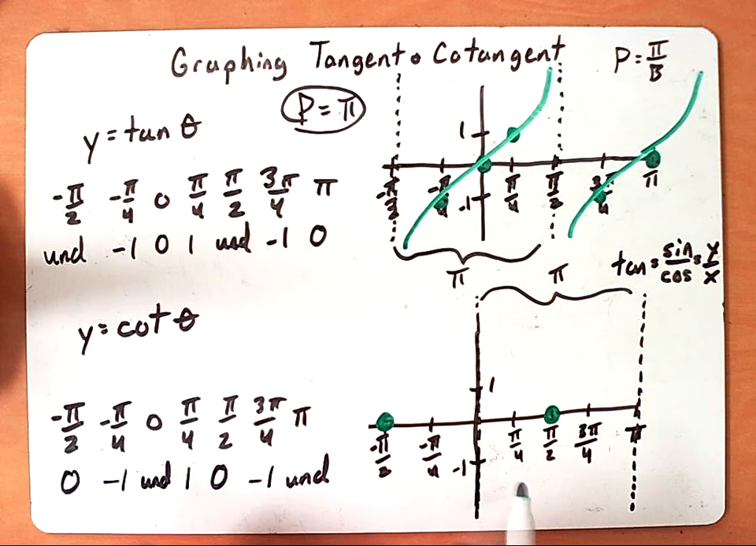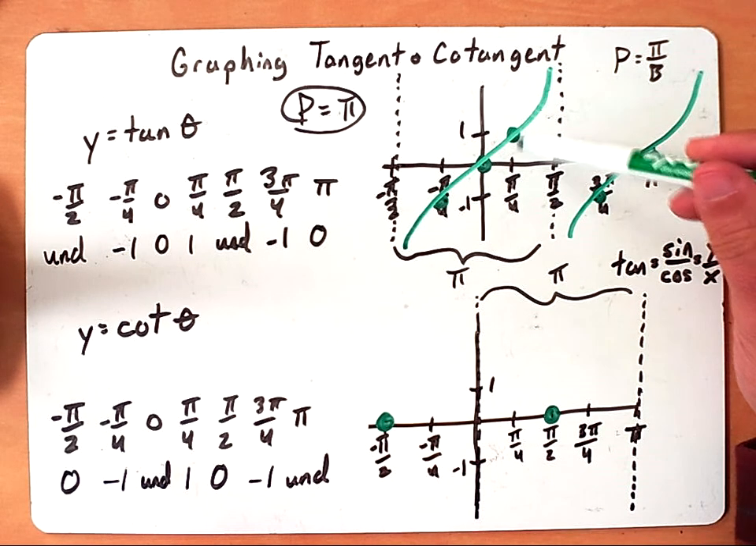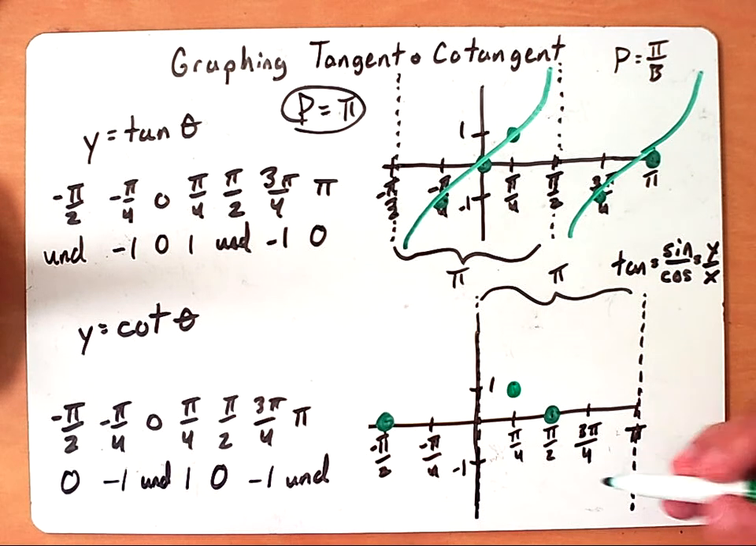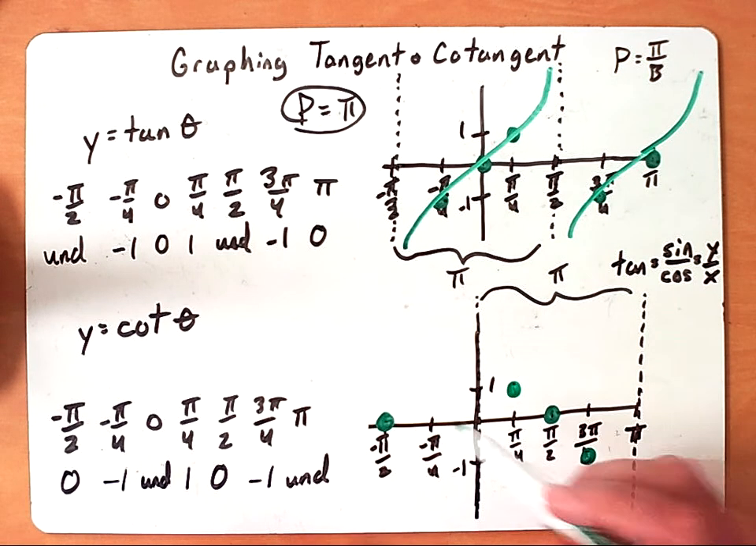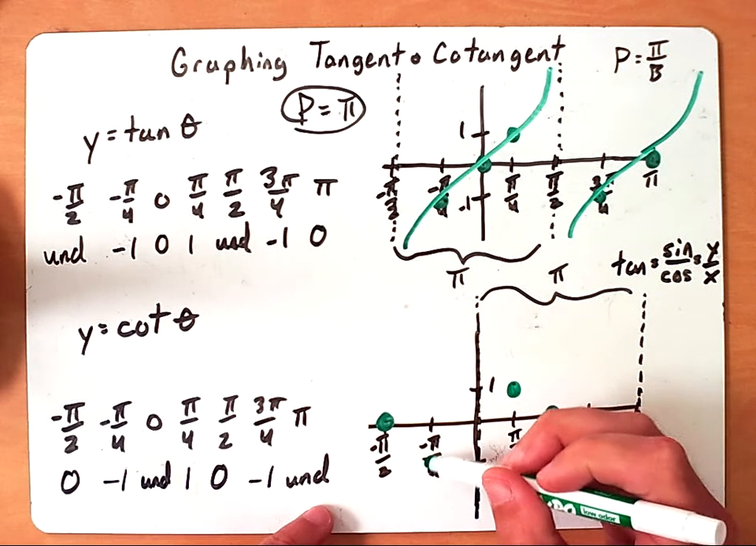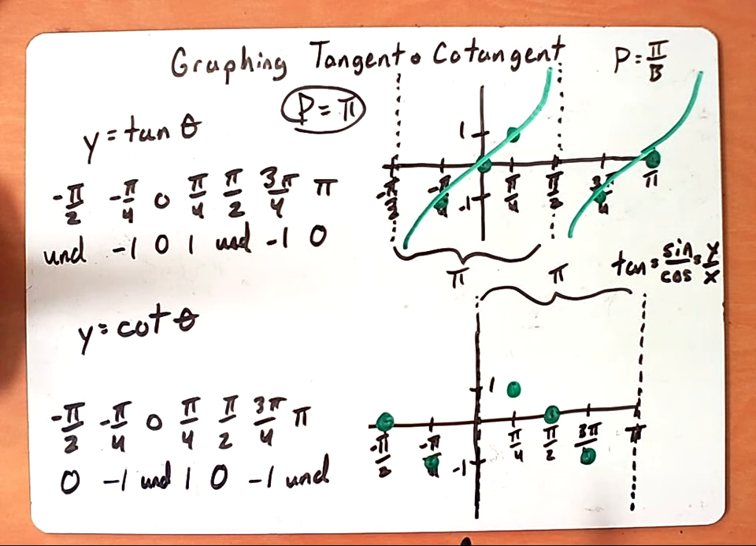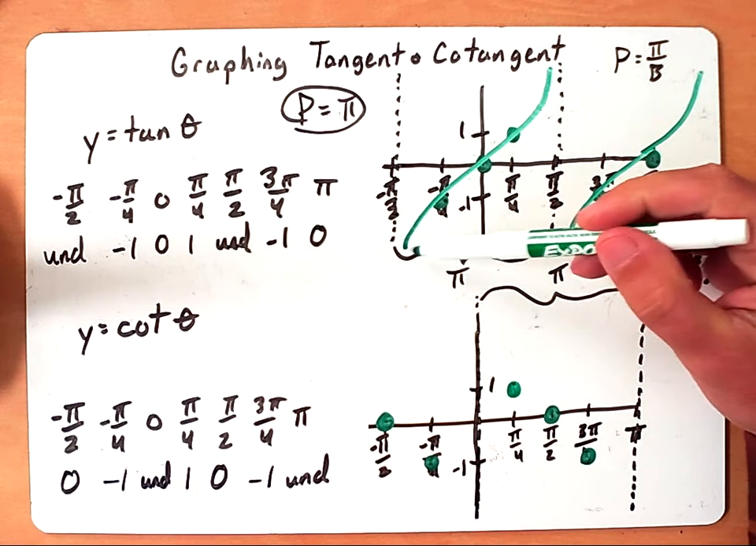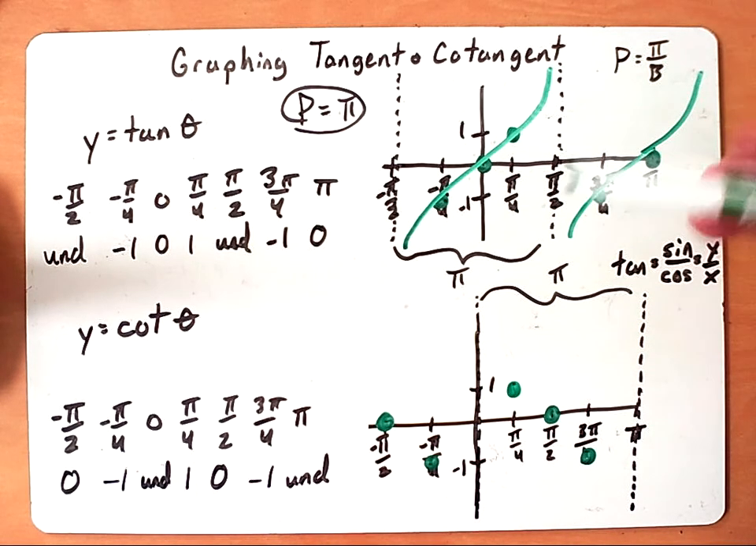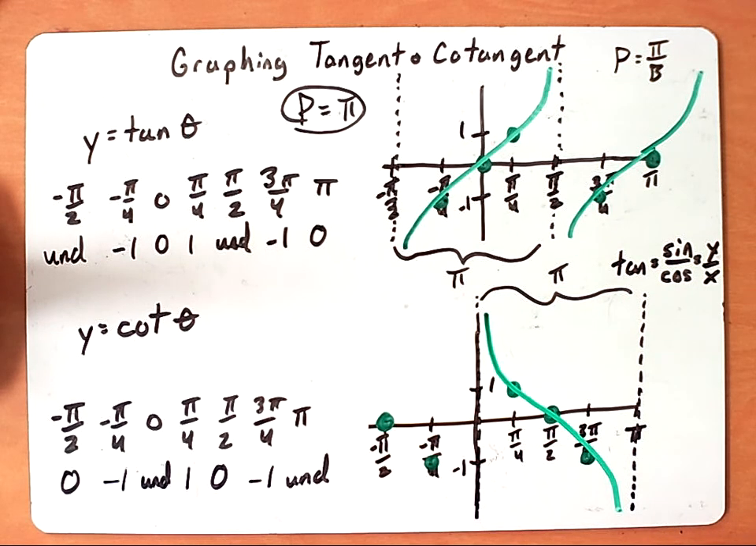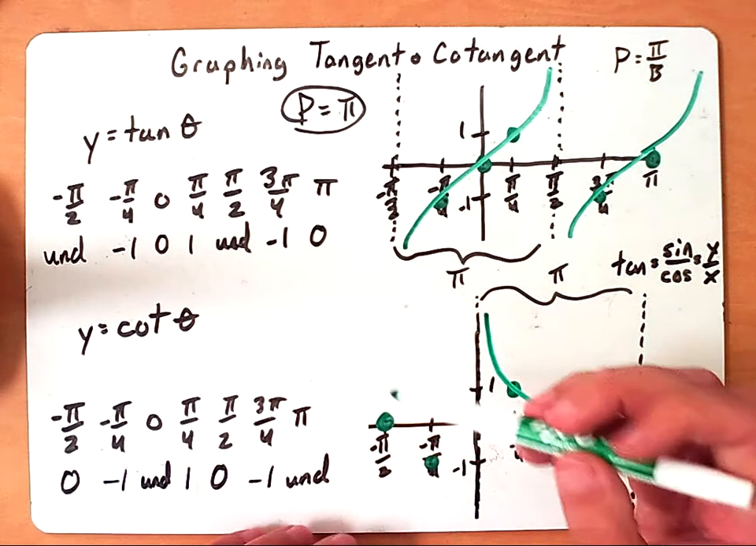All right? And then all the points will actually be at the same spot that the tangent graph's at. So for instance, tangent was at 1 at pi over 4. Cotangent will also be there. It'll also be at negative 1 at 3 pi over 4, much like tangent. At negative pi over 4, it'll also be at negative 1. But since we've shifted these asymptotes and these zeros, now instead of curving from the bottom left to the top right like my tangent graph, my cotangent graph starts at the top left and curves down to the bottom right. So almost like a flipped image of the tangent graph.